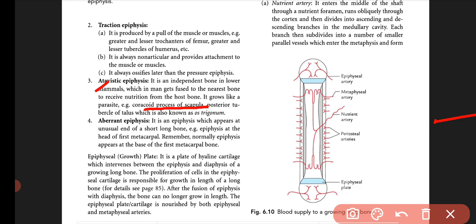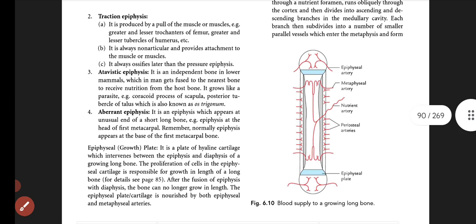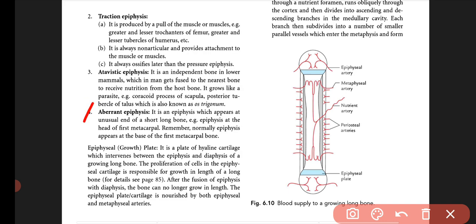Coracoid process of the scapula. Posterior tubercle of the talus, which is also known as os trigonum. Previously we read about the os trigonum. And the last one is the aberrant epiphysis. It is an epiphysis which appears at an unusual end of a short long bone, for example the epiphysis at the head of the first metacarpal. Normally the epiphysis appears at the base.